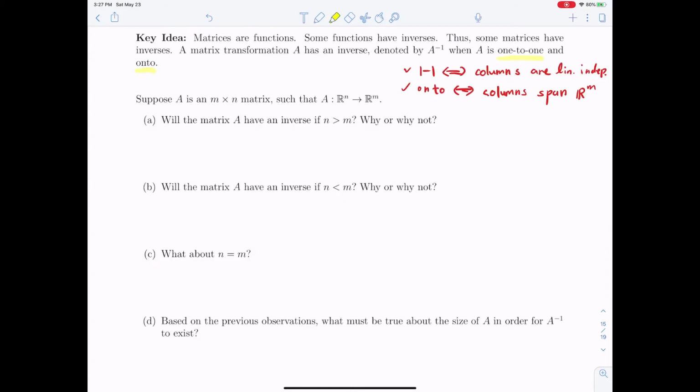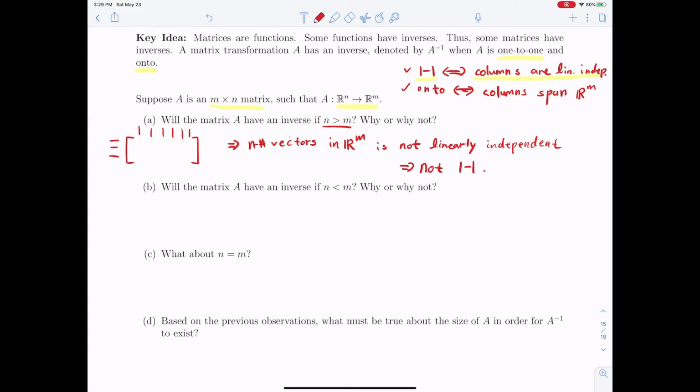Suppose that you have an m by n matrix such that A maps an element in Rn to Rm. If n is larger than m, can A have an inverse matrix? In this case, we have more columns than rows, so it's like a horizontally shaped matrix. If you have more columns than rows, then n vectors in Rm are not linearly independent. That doesn't satisfy the first condition, so it's not 1 to 1.